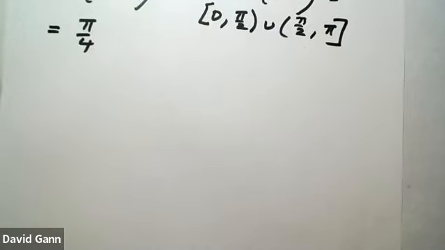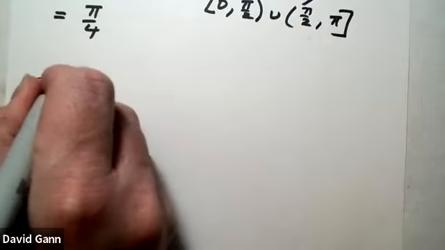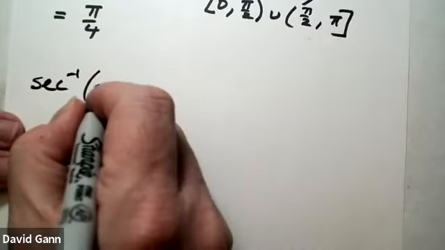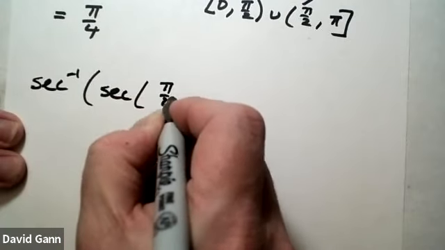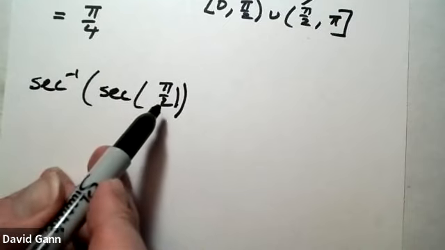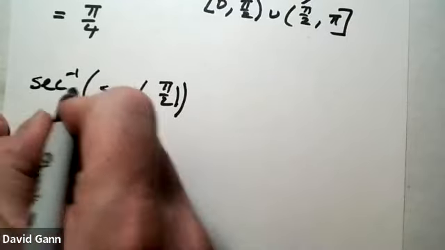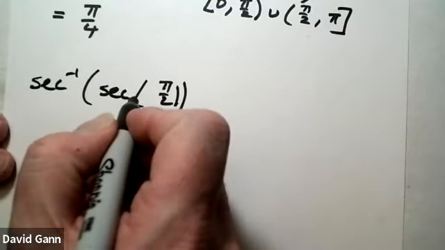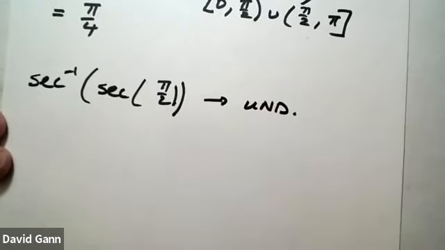But just to hammer home the point that not all of these work, consider this expression. Inverse secant of secant of pi over 2. Now, this one has a problem because secant of pi over 2 is not defined. So this becomes the inverse secant of an undefined ratio. And so this itself is just simply undefined.